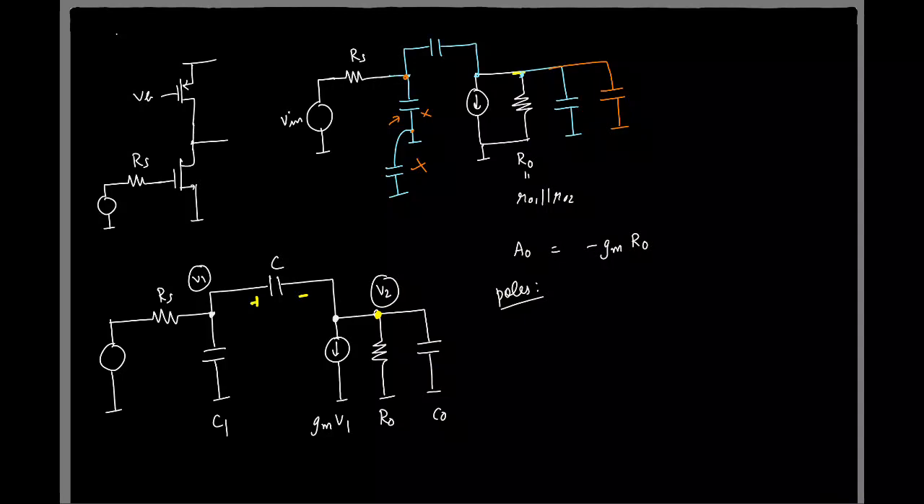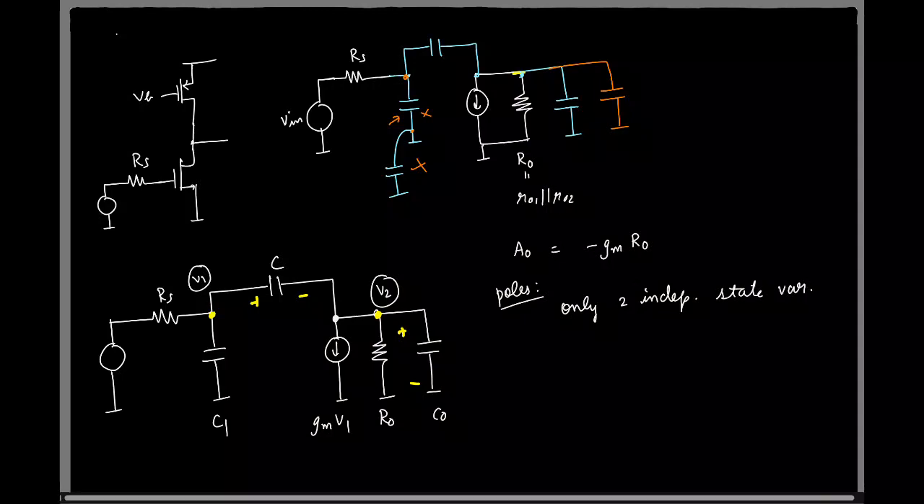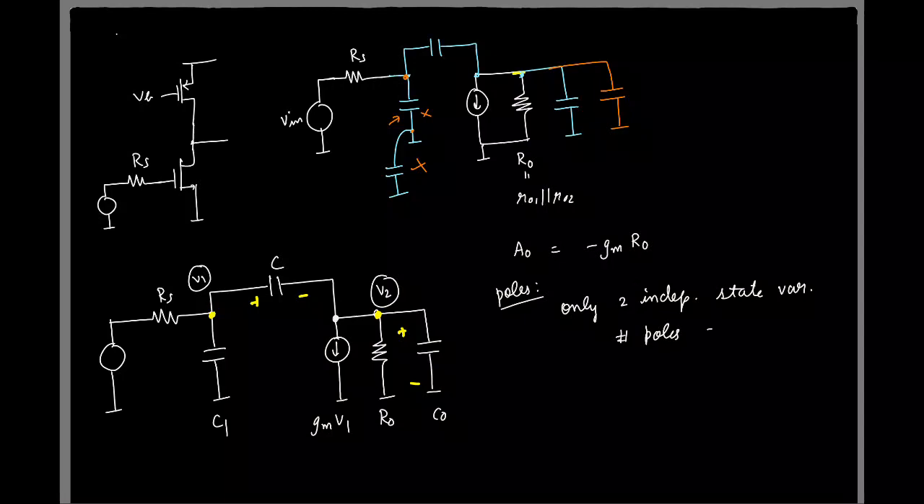So for example, let's say I initialize these two voltages. What will happen to this voltage? That is basically the sum of the other two capacitor voltages, right? Similarly, I can take any one capacitor and say that its voltage depends on the other two capacitor voltages. So although I have three capacitors, I can only set two of the capacitor voltages independently. This will always be the case if you have capacitor loops like this. Only one voltage is basically the sum of the others. So the number of poles is basically two.